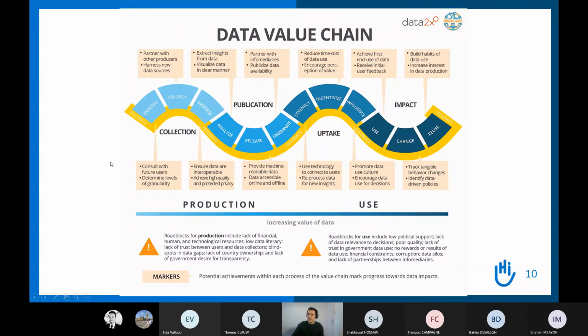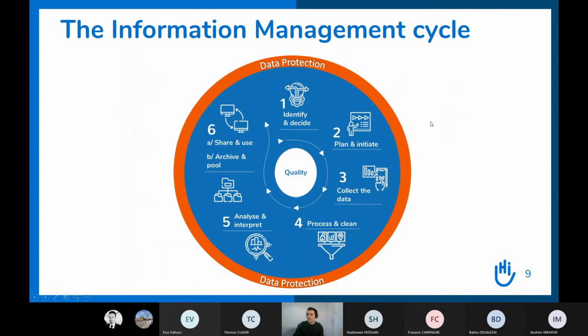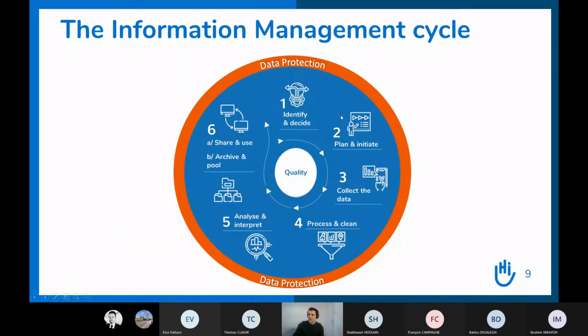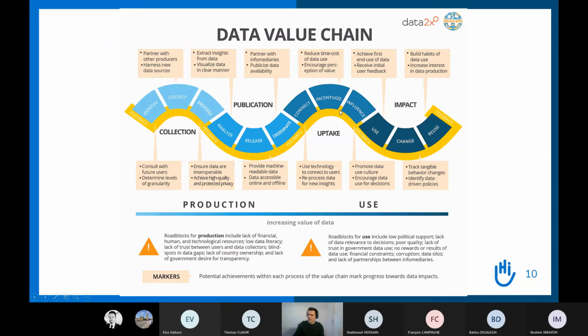You have basically the same steps: identify, collect, process, analyze, release, disseminate. But this one really puts attention on the uptake and impact. So in our cycle, all these last parts, we put them in share and use. And here it's much more detailed. On the other hand, it's less detailed at the beginning of the process, where you only have identify, whereas in ours you have identify and decide, and then plan and initiate. So it's another view. This one is also interesting.